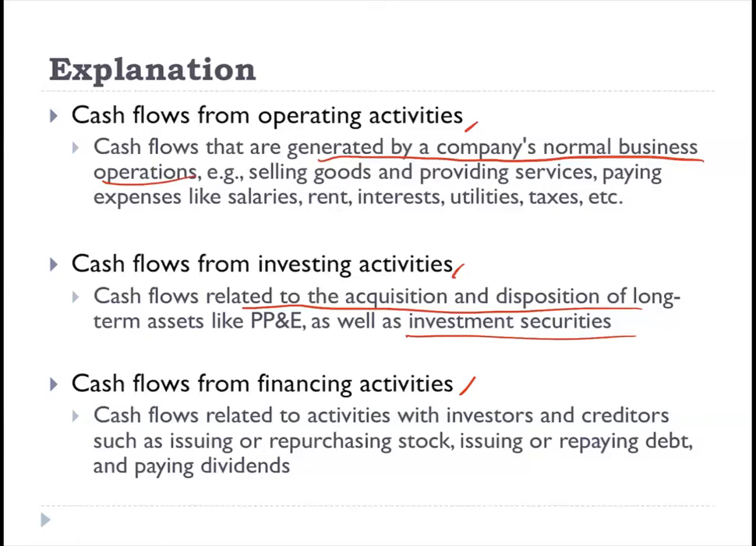The next kind of activity is called cash flow from financing activities. Those are usually related to activity with investors and creditors. For example, if the firm issues or repurchases stock, issues or repays debt, or pays dividends, any cash flow related to that kind of activity is called cash flow from financing activities.